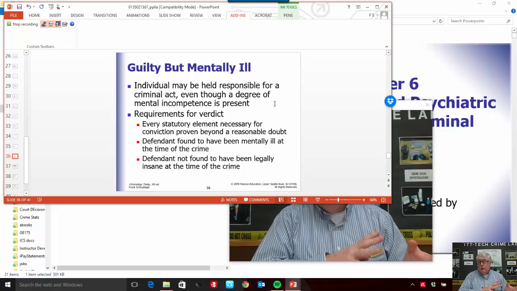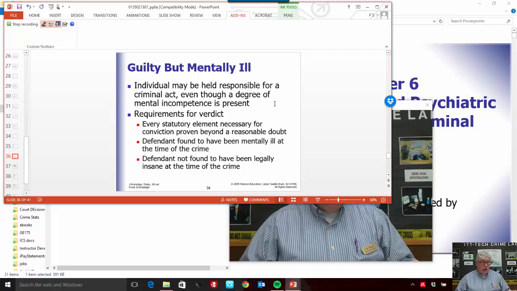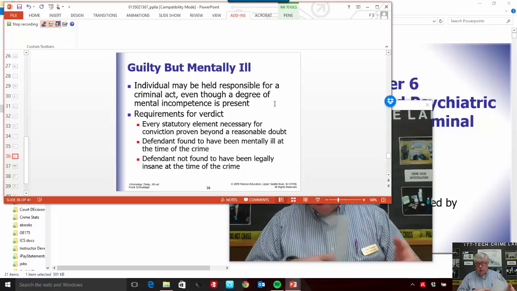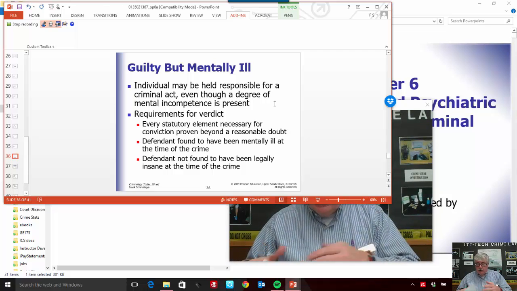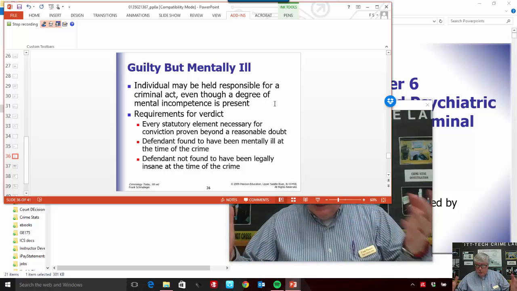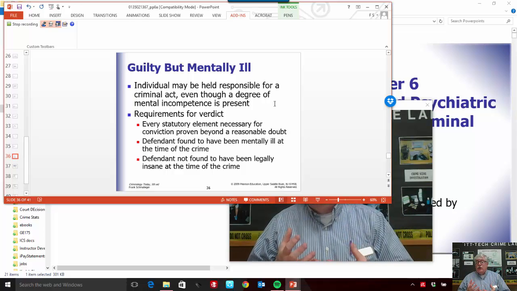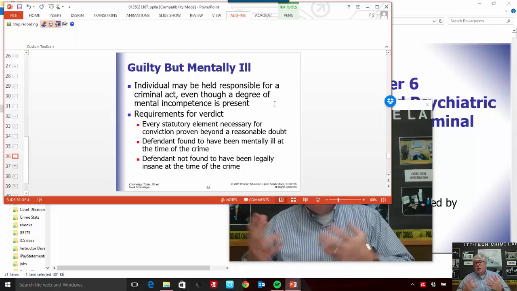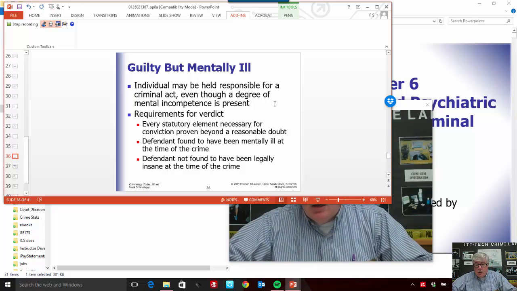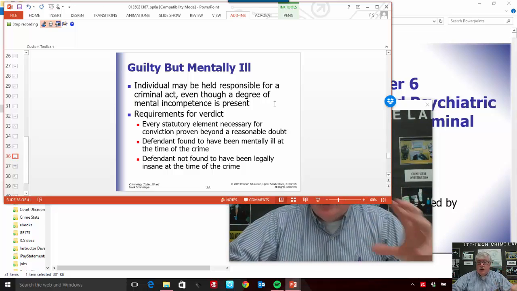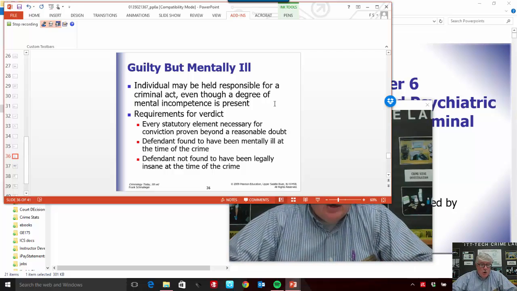So remember the McNaughton Rule. Someone like Ted Bundy is a good example, and there are several other people out there. In your textbook, they talk about DuPont, and they talk about Andrea Yates. There are different people addressed that had some severe mental illnesses, but they were still determined to be guilty because they did understand what they were doing. They knew what they were doing was wrong, or they did know what they were doing.